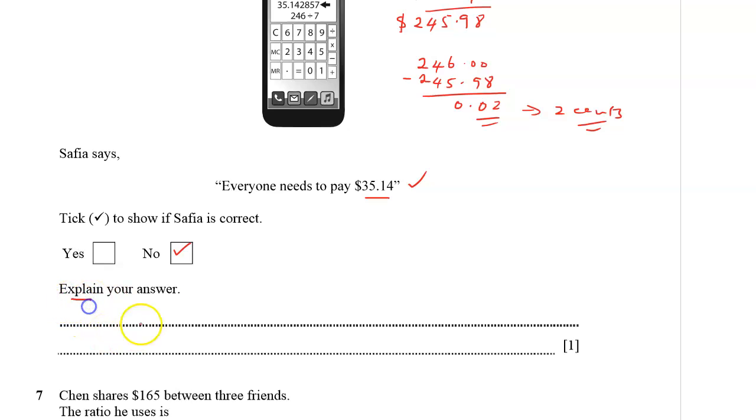So we have to explain this by looking at what we calculated there. If everyone pays $35.14, the total will be 2 cents less, or short. 2 cents short. So Sophia is not right.